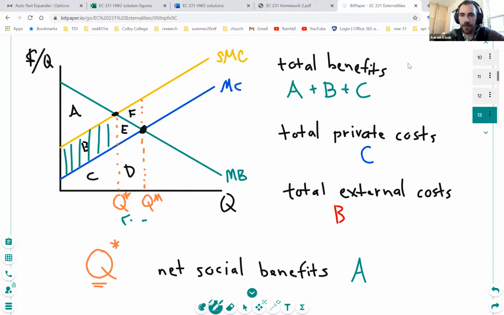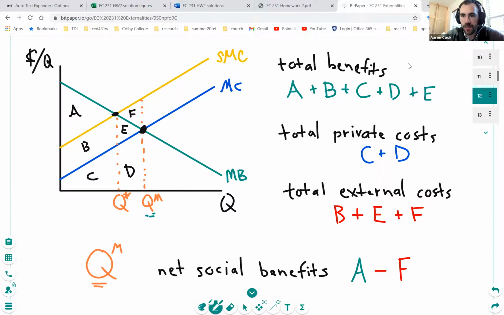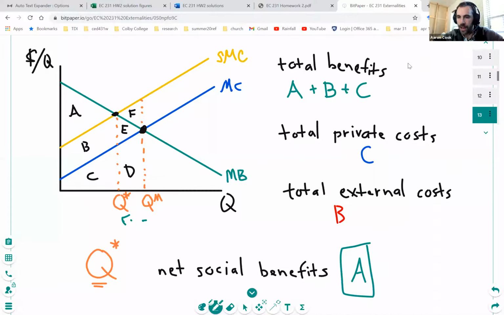Okay, and then again, we cancel out all the offsetting terms, the dust settles, and we notice that the total net gains to society are A, which is larger than A minus F. So we've improved matters by curtailing production from QM back to Q star. Okay.